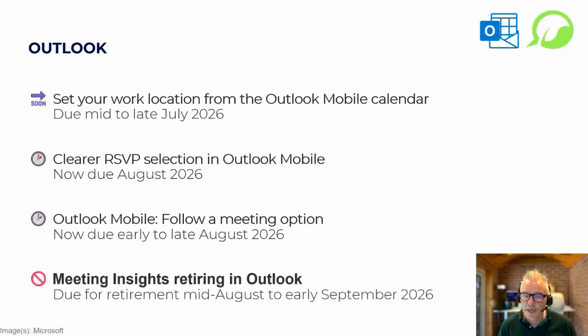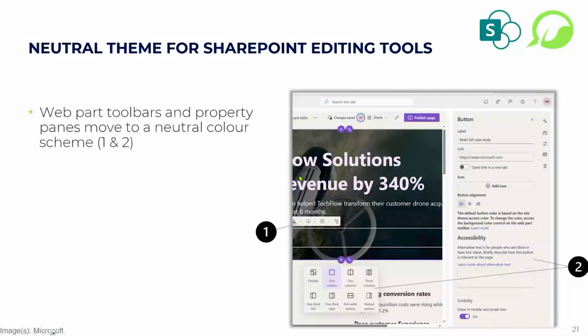Meeting insights in Outlook are retiring. They are going over the next month or so, and the replacement is Copilot functionality. So if that's something that you use, the meeting insights, you need to look at Copilot alternatives.